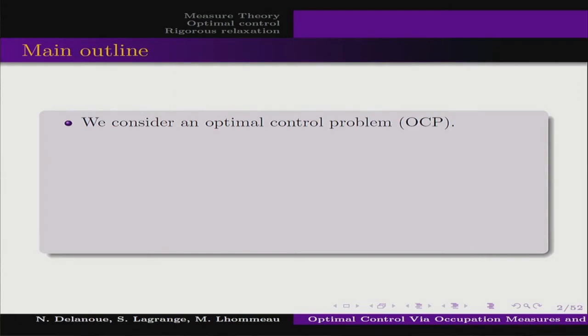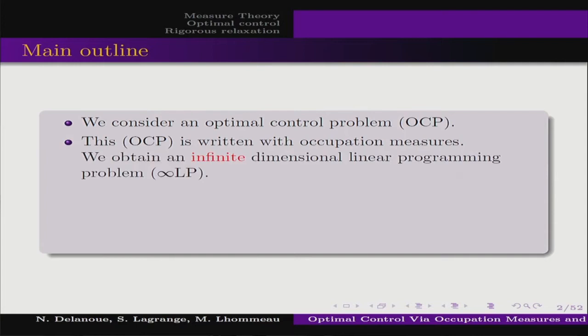First, we are going to consider an optimal control problem, and the first step is to rewrite this optimal control problem with occupation measures that I'm going to define just after. And when you use this kind of formulation, you obtain what I'm going to call an infinite dimensional linear programming. What is incredible with this approach is that even if the optimal control problem is non-linear, you always obtain a linear problem. But the price is that now you have an infinite number of variables.